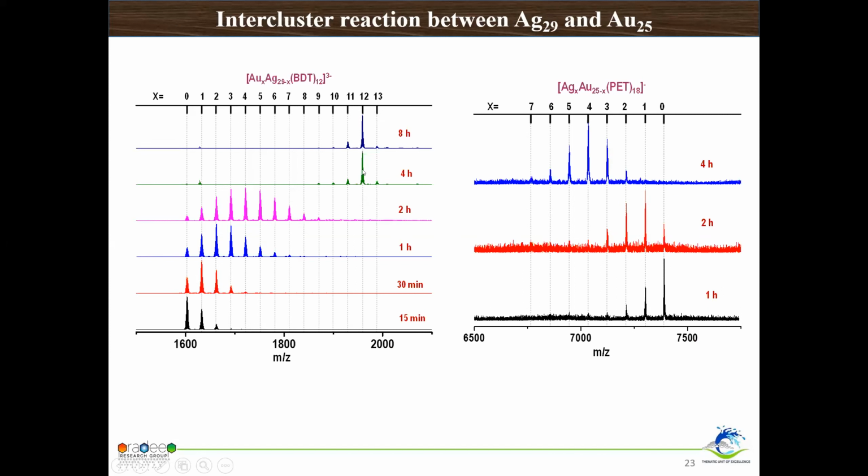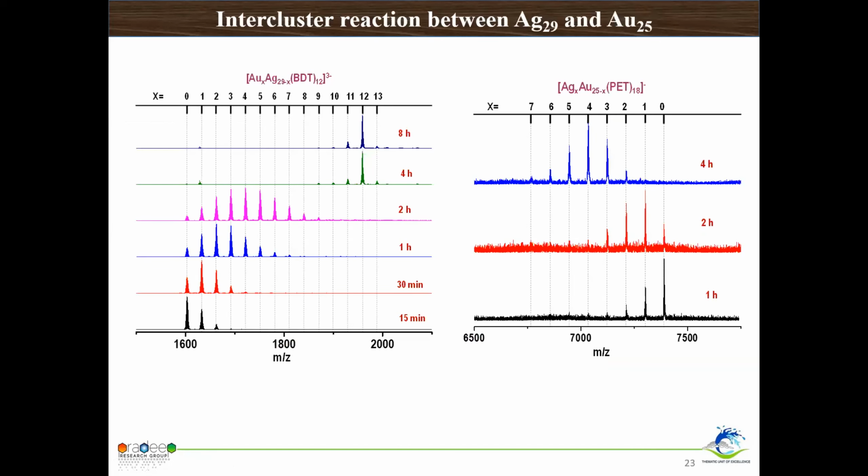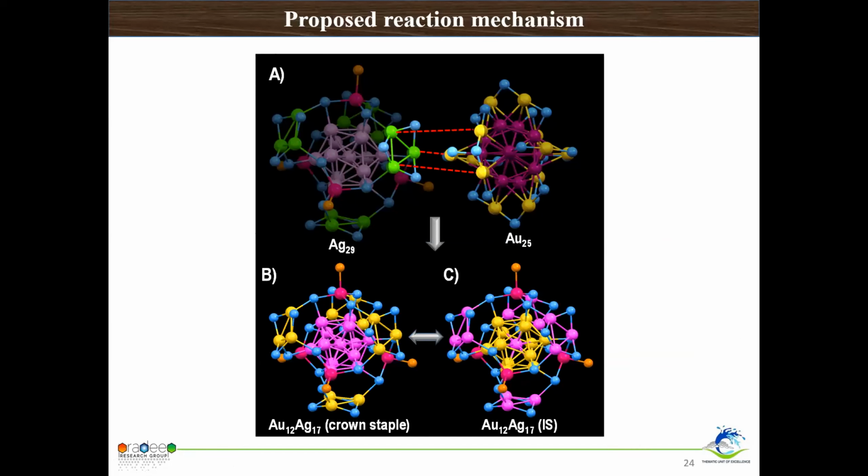However, if we see the structure of Ag29 nanocluster, there we have an Ag13 icosahedral core, which is stabilized by Ag16 outer staple motif. And so if gold doping happens via the core, then we should obtain the 13 gold doped, but here we get only 12, maximum 12 gold doped. From there, we proposed the reaction mechanism.